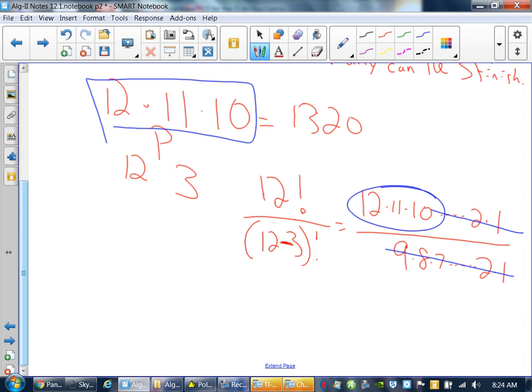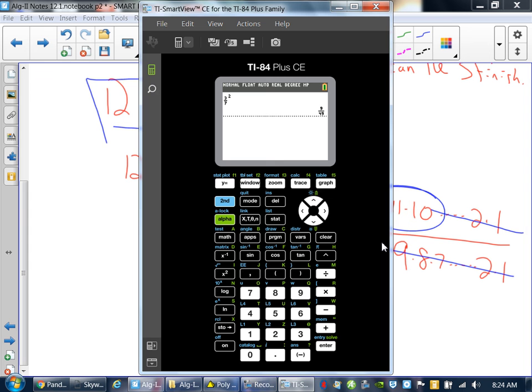There's a button. There's always a button. Nope, no infinity button. Permutations are math. Is there a shortcut key I forgot? Is it alpha, zoom, function? Alpha zoom left, go to function. Or alpha window, yes, thank you. And you'll see how it's 12, then the permutation key, then 3.